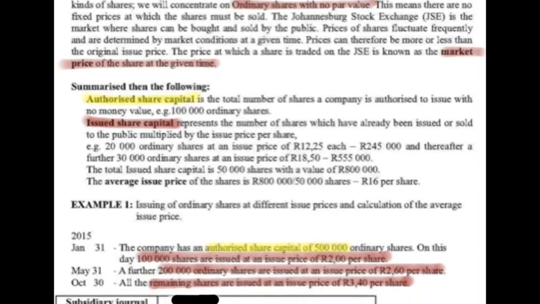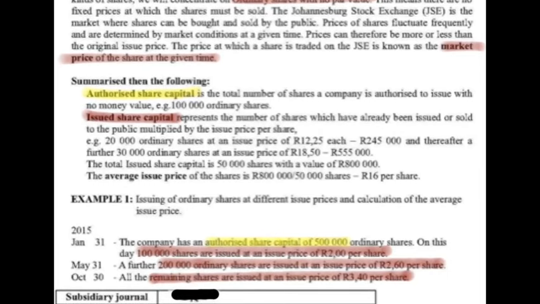So to summarize the following, there's two types of shares that is important for you to know. You get authorized and you get issued capital shares. So the authorized share capital is the total number of shares a company is authorized to issue, but it does not have a money value yet.